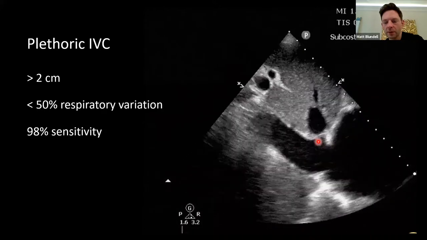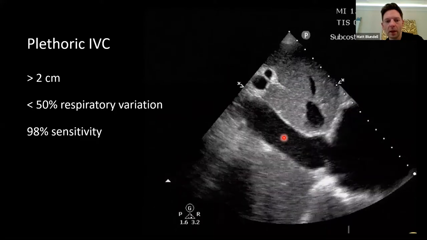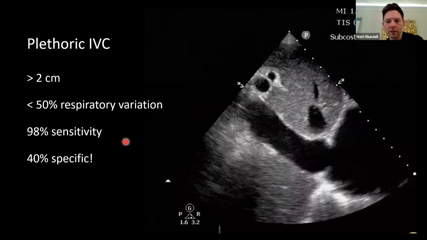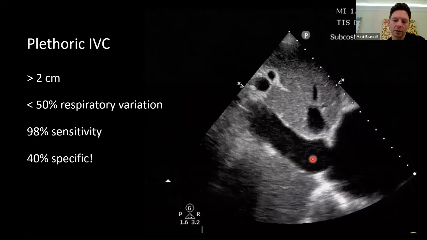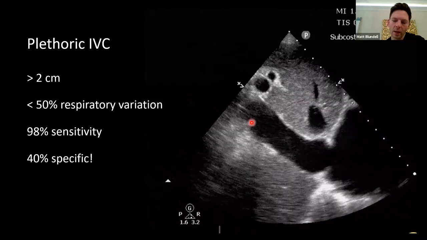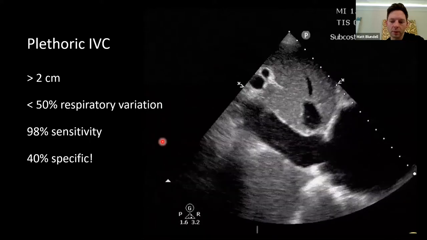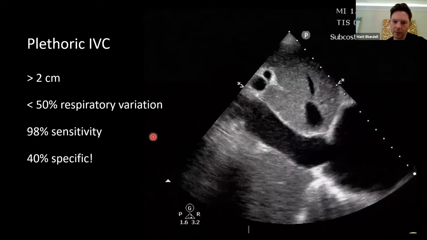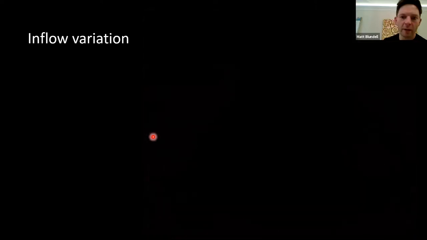So again, as Michael said earlier, this IVC should normally be collapsing down by about 50%. And again, that's a fairly sensitive test, but it's really not very specific at all. I'm sure you've all seen dilated IVCs in people with cardiac failure. Any form of obstructive shock, so someone with a large PE or tension pneumothorax, is going to have this. So you can rule it out if someone's got a flat IVC or one completely collapsing in inspiration, but again, it's not really helpful for ruling in.